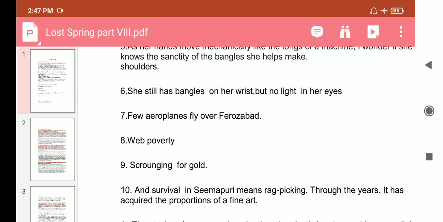Now the eighth one is web of poverty. Web of poverty, this is metaphor. And 9, scrounging for gold. Scrounging for gold, this is metaphor.